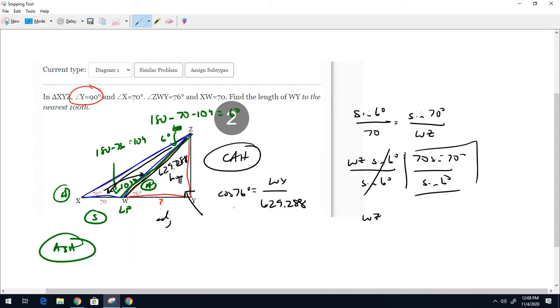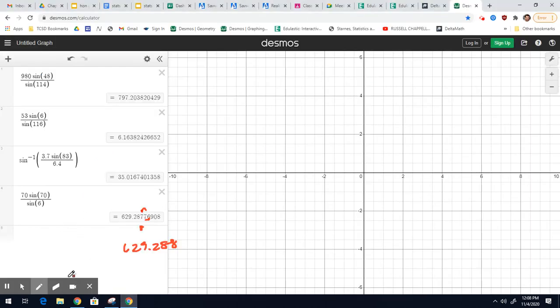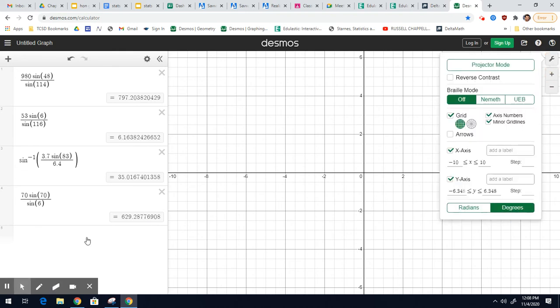We're going to multiply both sides by 629.288. And now I'll just type this in my calculator. 629.288 cosine of 76 degrees. Make sure I'm in degrees. I am.